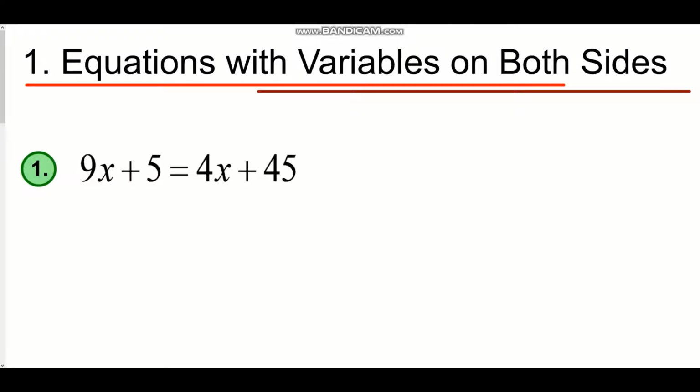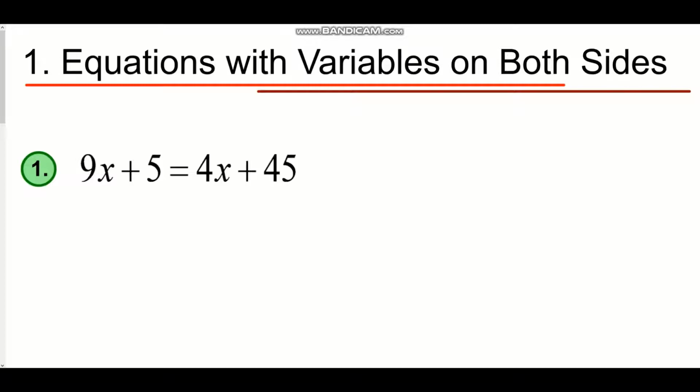Okay, let's get started. Equations with variables on both sides. So here I have a first example. I've got 9x plus 5 equals 4x plus 45. Now the first thing I want to do is group my x terms together and group my number terms together.